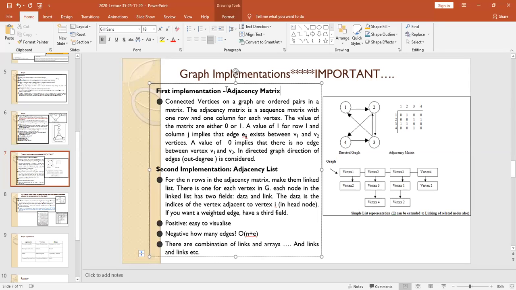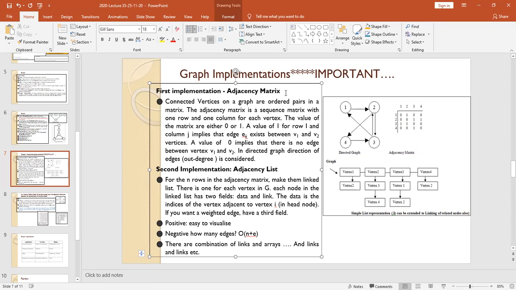First implementation, we go with the adjacency matrix. How are you going to have the graph? Here we are considering a directed graph. Directed means each and every node is connected with directions. We will see how to implement using an adjacency matrix and how to implement using an adjacency list. That we shall see in this particular lecture.